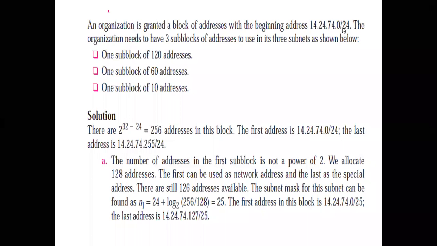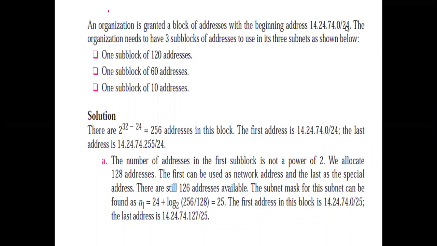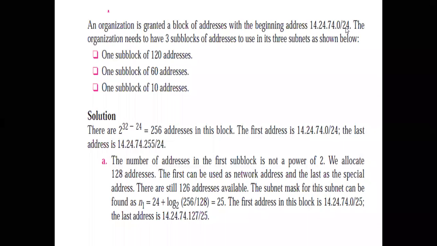This slash 24 means what? This is the n value. It tells the length of your net ID, that is, the number of 1 bits in your net ID. So you have 24 ones.